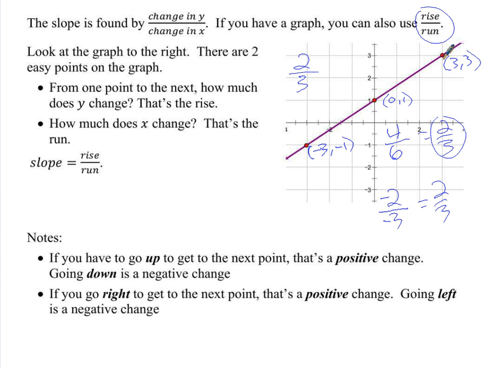I could do the same thing here. Here I'm running or rising -4 and running -6. Negative 4 divided by negative 6 reduces down to positive 2/3. Okay? I'll teach you guys a little trick here real quick.